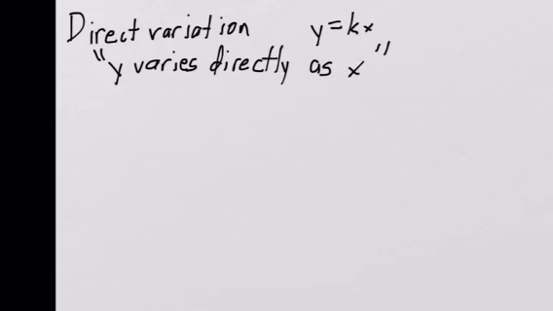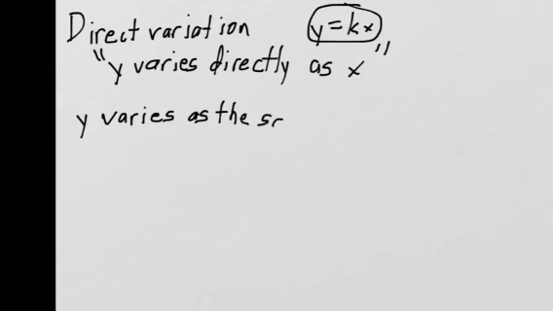So the big thing here is we have y equals kx. And sometimes you'll also see this done with powers, so like you could see y varies as the square of x. Well, then you're just getting y equals kx squared.